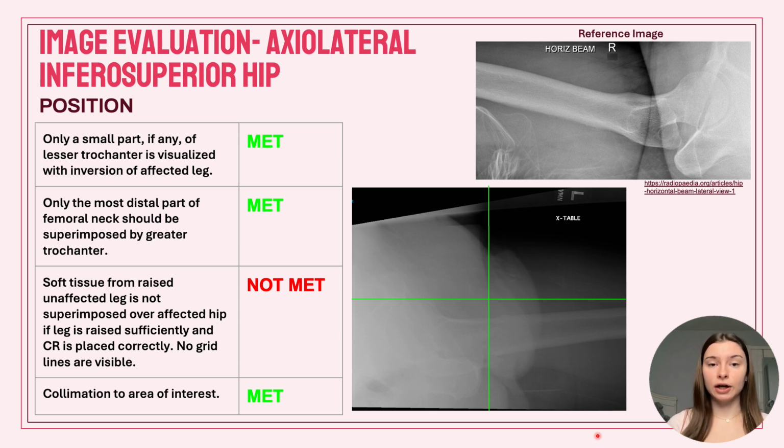And then collimation to area of interest, I did say met for this one because you can see all of the structures that you need to see on this image. And then here's just a reference image, and you can see that the collimation looks pretty similar for both.